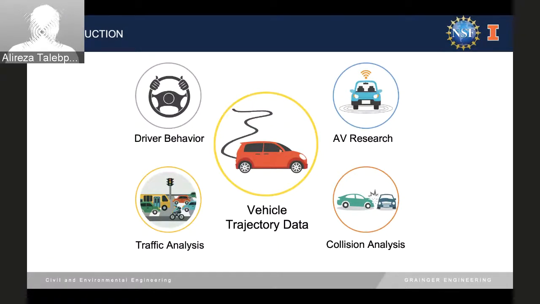Collision analysis has adopted this approach for a while, and AV research has been all about vehicle trajectory and trajectory prediction of surrounding vehicles in the AV sensor range. All of these are really based on this type of data, and this provides an opportunity to combine multiple of these fields and bring them under one umbrella to do very comprehensive convergence research.